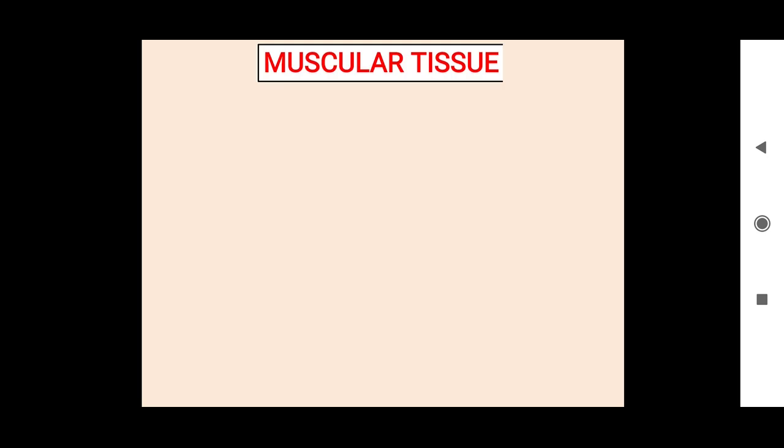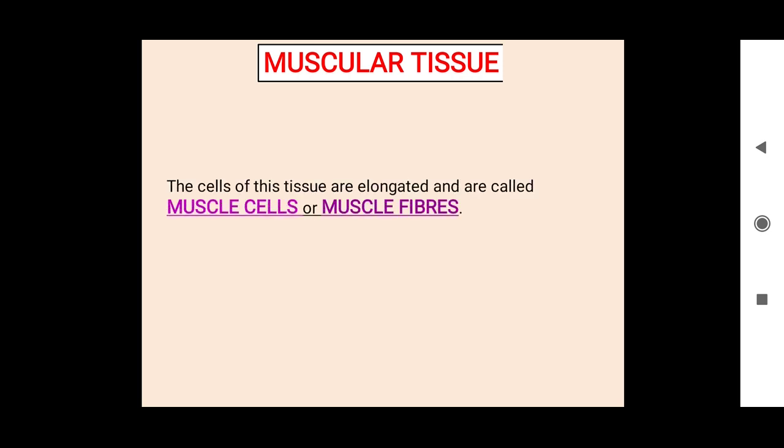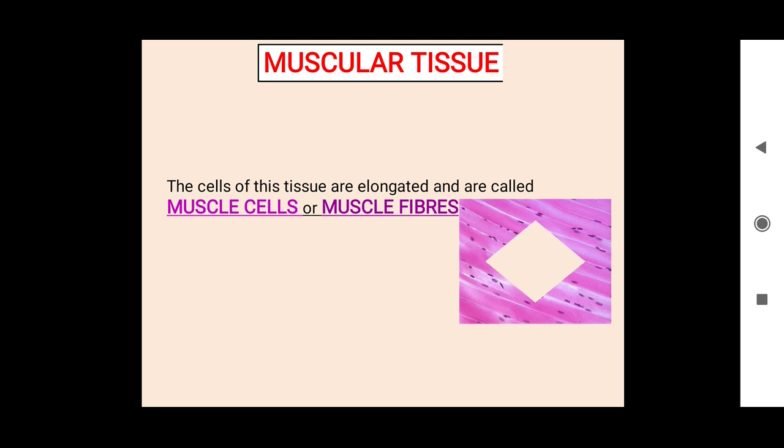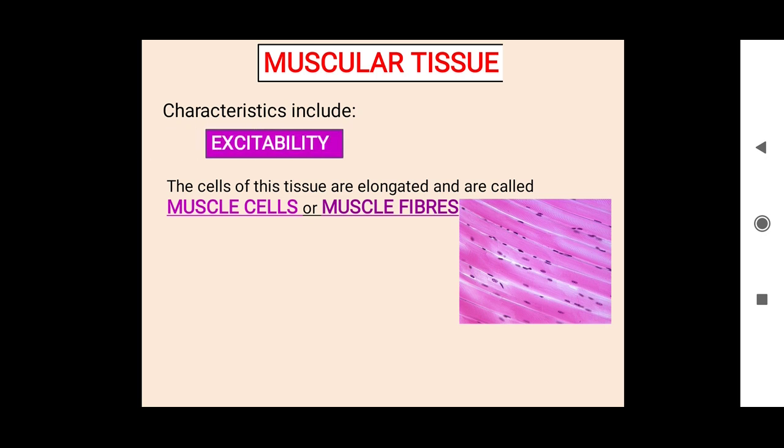They are packaging cells. Then we come to the next type of tissue, the muscle tissue or the muscular tissue. Again, if you see, the cells of this tissue are usually elongated. These are long cells, so they are also called muscle fibers. And their characteristics include, again, excitability, that is, they are able to respond when they receive the signal from the neuron, from the nervous tissue.